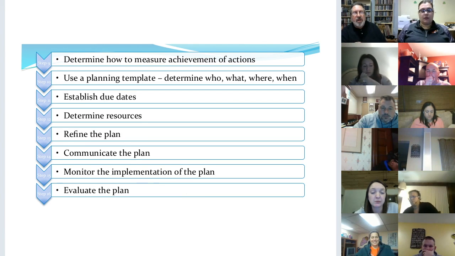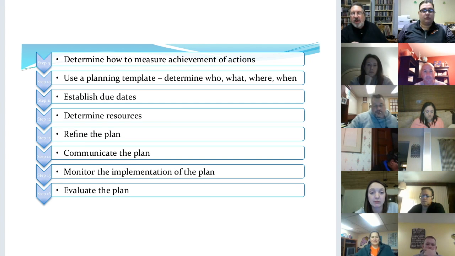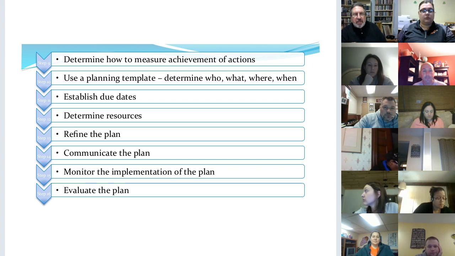Well, here's more. Determine how to measure achievement of actions. Use a planning template to determine who, what, where, and when. That's where I'm going to go next. Establish due dates, determine resources, refine the plan, communicate the plan, monitor the implementation plan, evaluate the plan. Here, it's all here. This is not easy, but experience and training shows you how to do this.